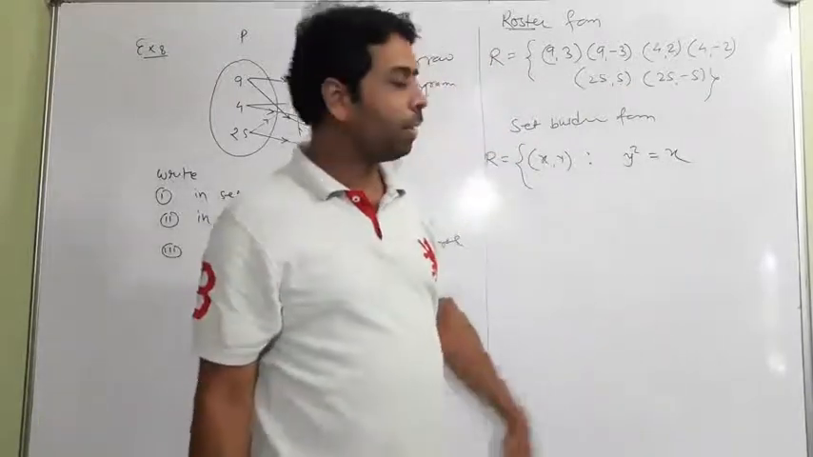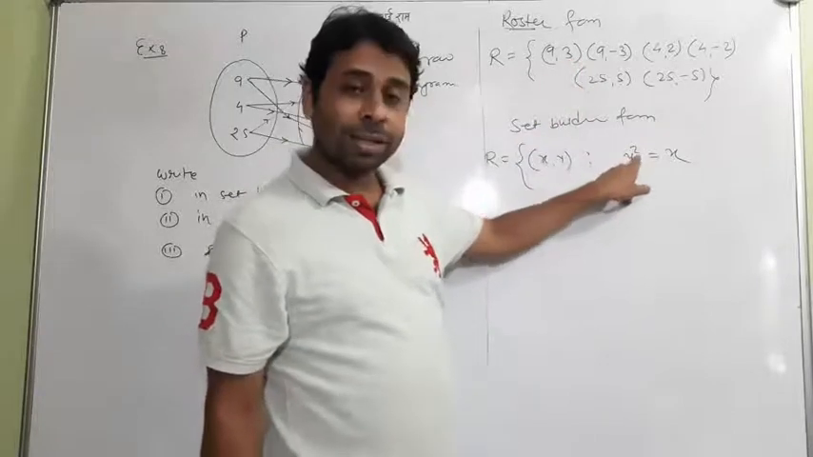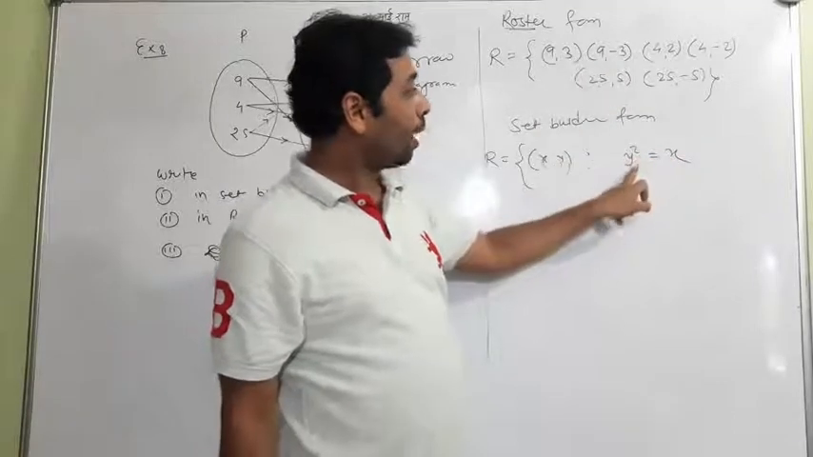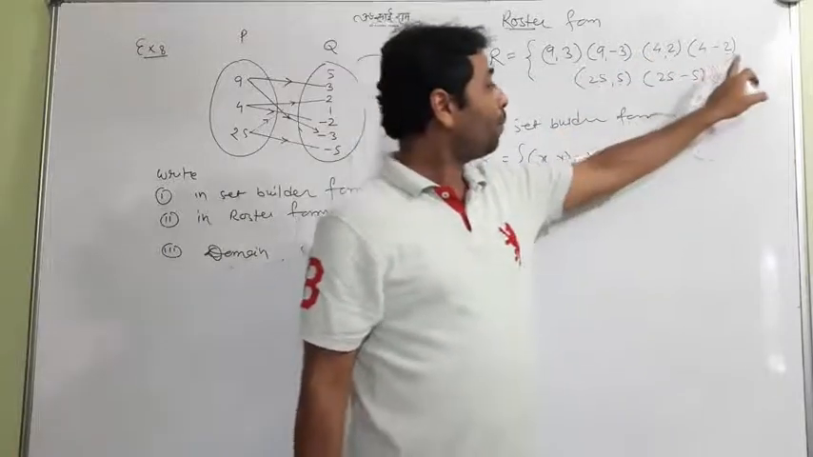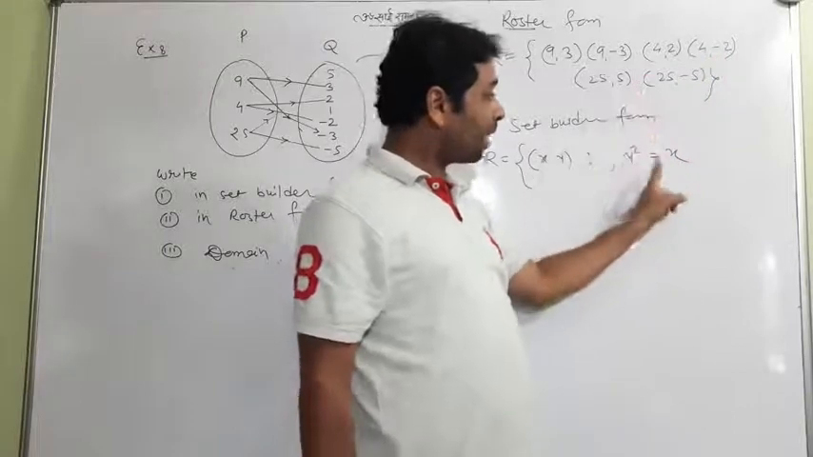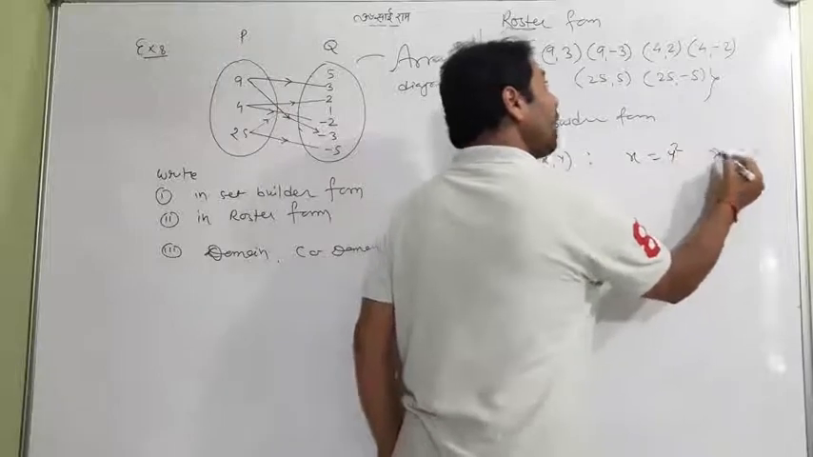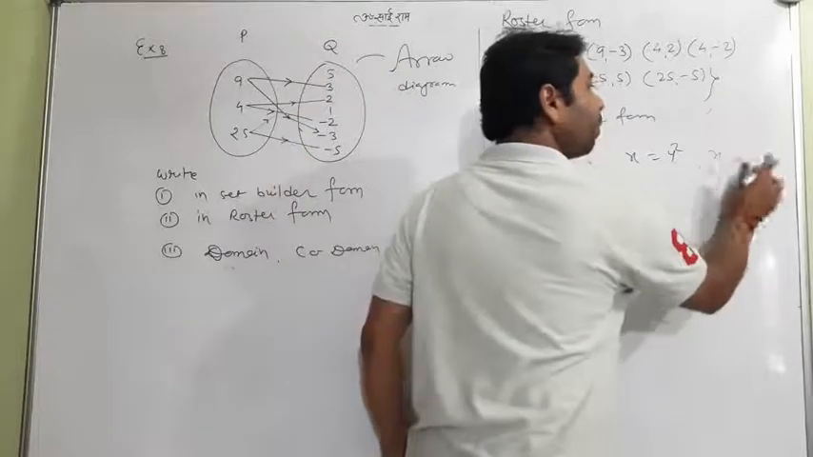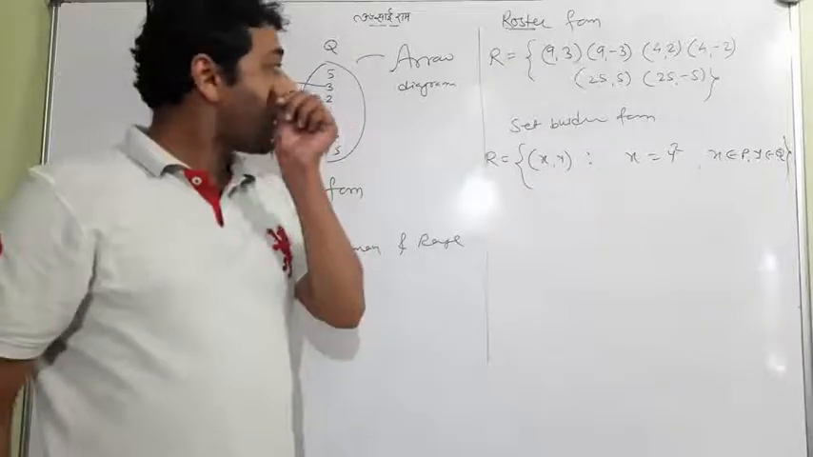That is very simple. Meaning y is the second element. 3 square is 9. Minus 3 square is 9. So y equal to 2, square is the first element 4. If y is equal to minus 2, square is 4 again. So this is x equal to y square, where x and y are both elements of P and Q. So x is an element of P and y is an element of Q. This is the set builder form.